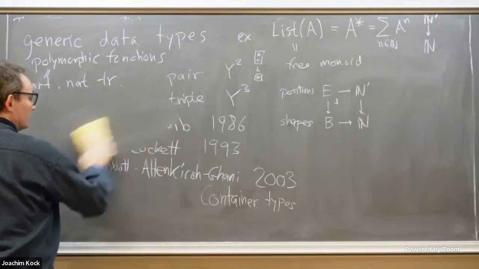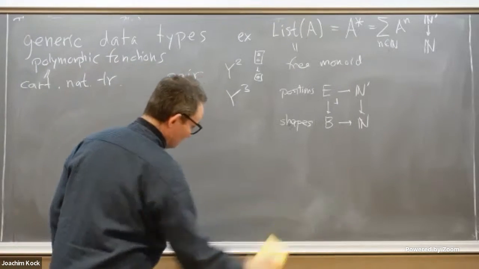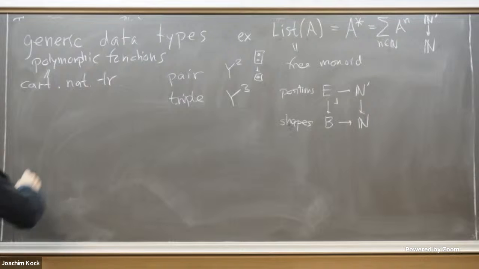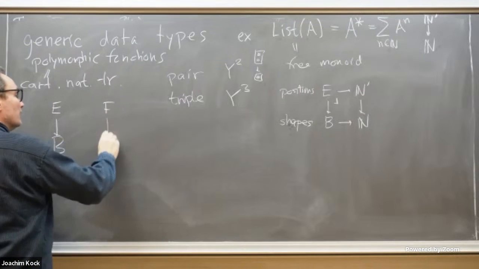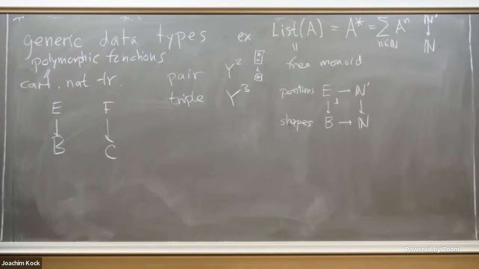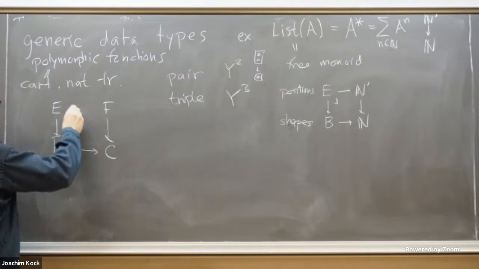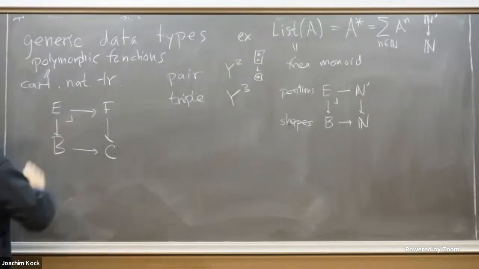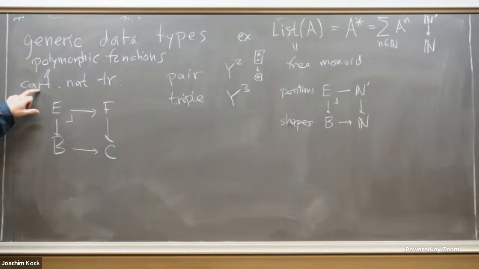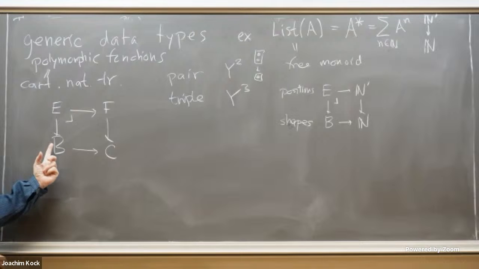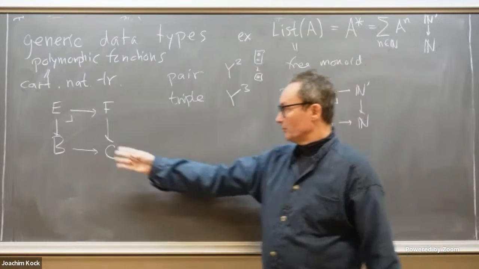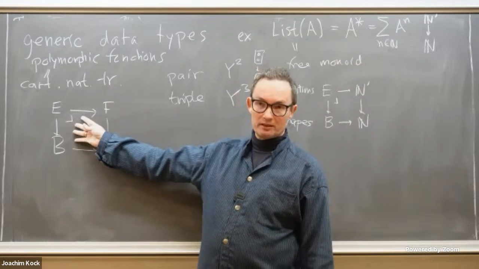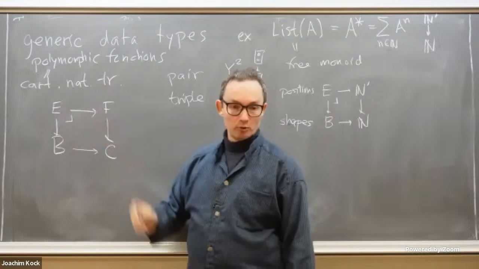And allow me to erase the names now. So if you have one polynomial functor here and another here, and we think of them as data types, then a polymorphic function is a Cartesian natural transformation. And you show abstractly that to give a natural transformation between this functor and this functor, like always, the idea is to do it combinatorially, and it amounts precisely to giving a pullback square like that.